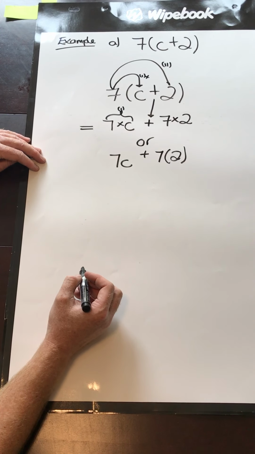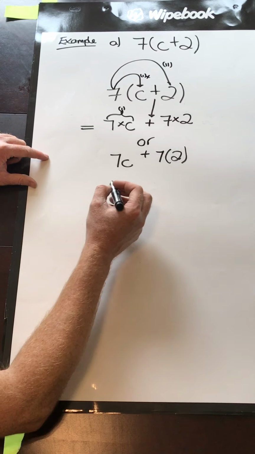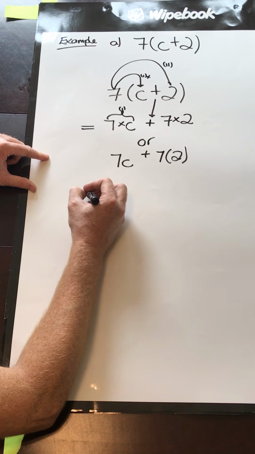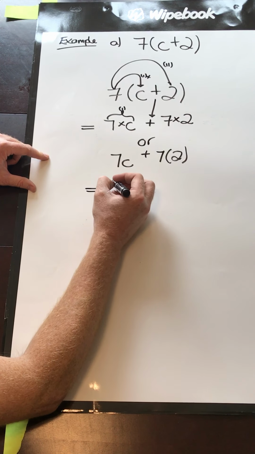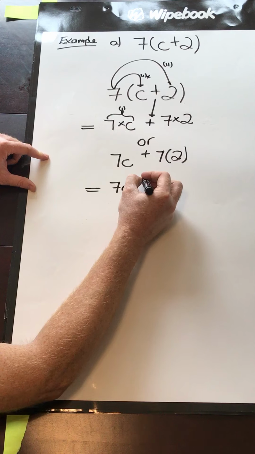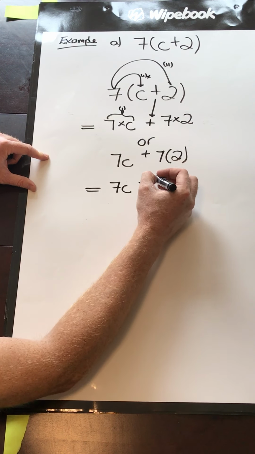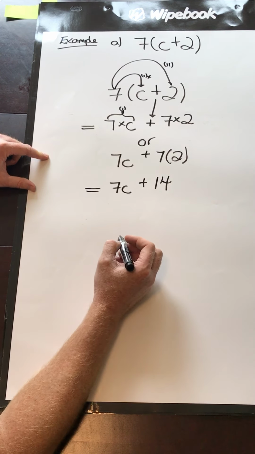And where we can, we want to simplify as much as possible. Is it possible to simplify here? Yes, it is. Nothing here. 7c stays the same. But I can simplify 7 times 2, which is 14.